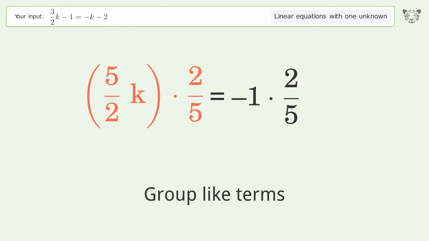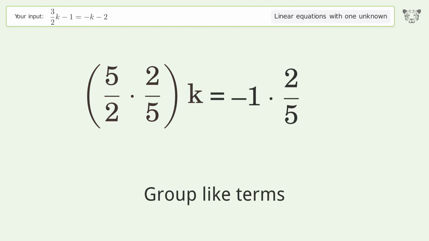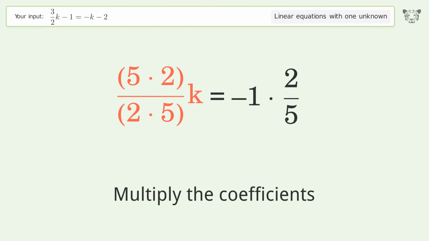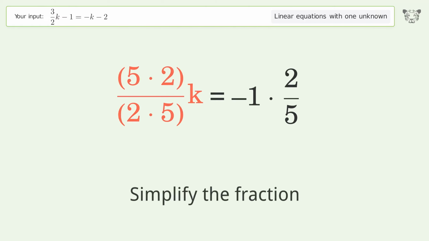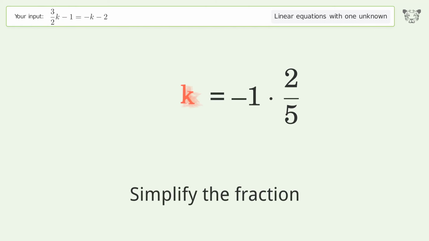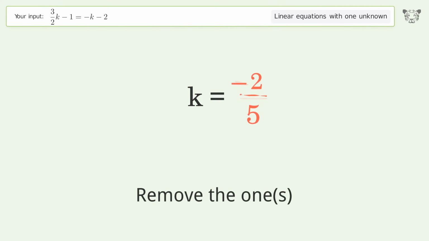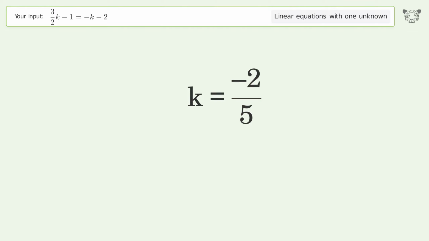Group like terms. Multiply the coefficients. Simplify the fraction. Remove the ones. And so the final result is k equals -2/5.